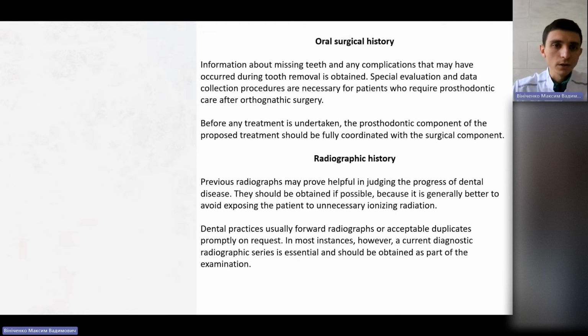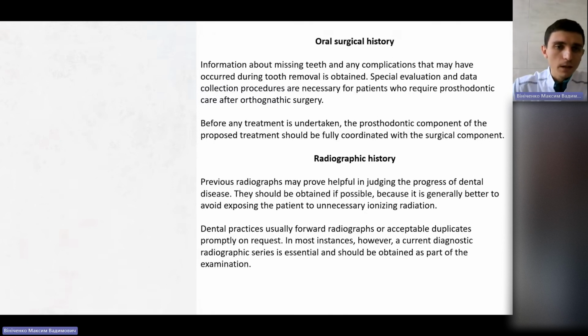So the oral surgical history. Information about missing teeth and any complication that may have occurred during tooth removal is obtained. Special evaluation and data collection procedures are necessary for patients who require prosthodontic care after orthognathic surgery. Before any treatment is undertaken, the prosthodontic component of the proposed treatment should be fully coordinated with the surgical component.